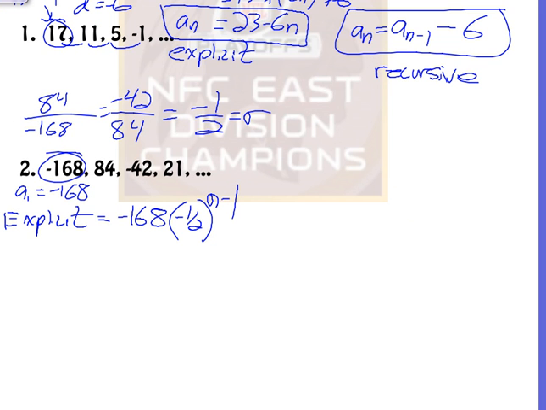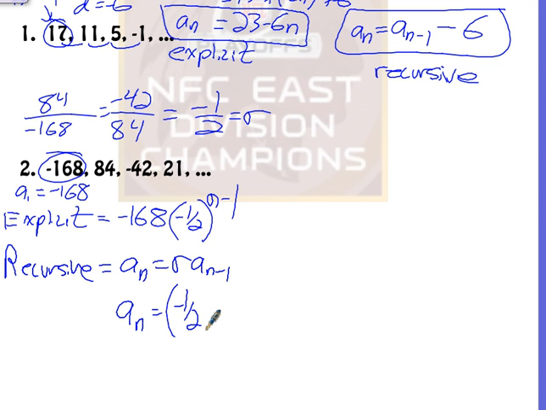For my recursive rule, all I'm doing is a sub n equals r times a sub n minus 1. So a sub n would equal negative 1/2 times a sub n minus 1.